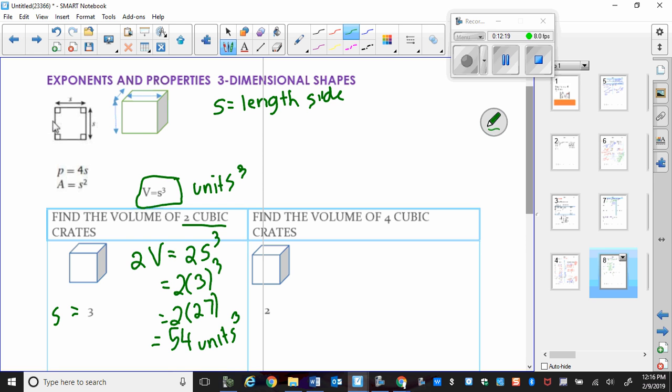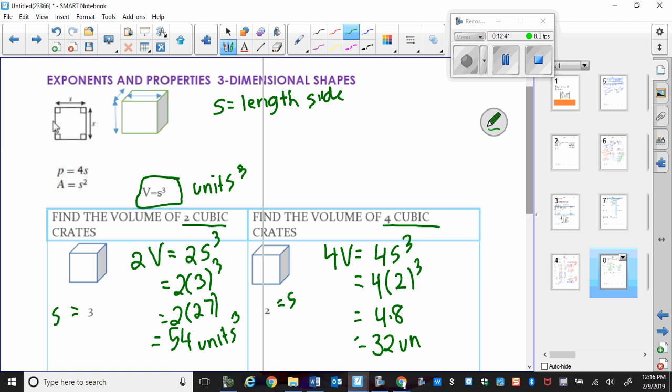Now it says find the volume of 4 cubic crates. That's like saying 4V equals 4 times S cubed. S here equals, the side length here is 2. So 4 times 2 cubed. This equals 4 times 8. It's 32 units cubed.